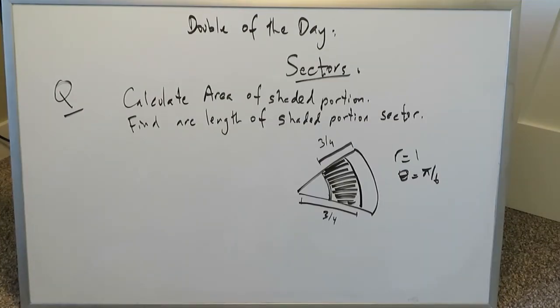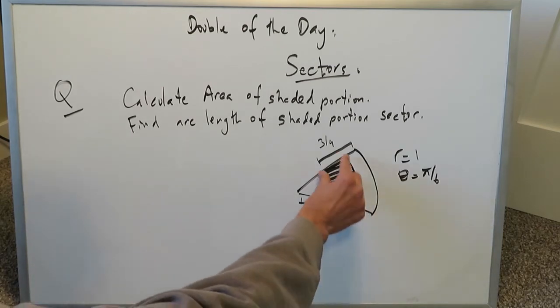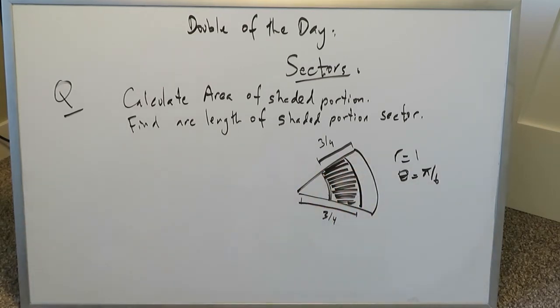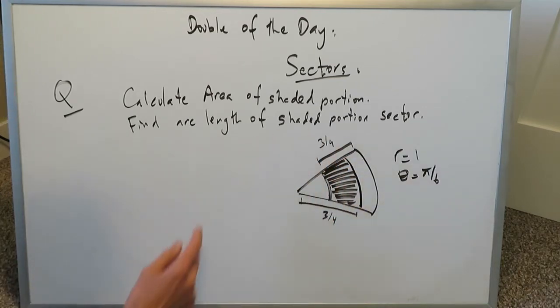Now the second question for this video, I promise you, will be interesting, and it will be slightly challenging. We have a sector drawn over there, and we have to find two things. We have to calculate the area of that shaded portion. This right here, this band, is the shaded portion. We have to calculate that area, and then we have to find the arc length of the shaded portion, which would be this right here, this inner band. We would have to find that.